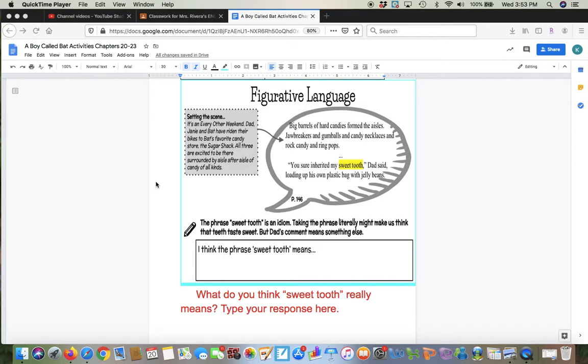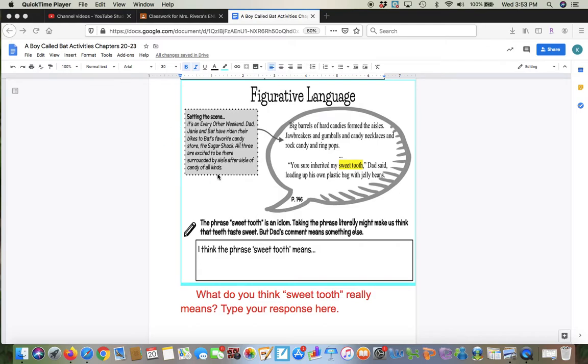So it doesn't mean what you really say. And idioms can be hard, especially when you're learning a new language like English, because they don't mean exactly what you say. So this idiom is sweet tooth, and we're going to try and figure out what that means when you have a sweet tooth. It doesn't really mean that your tooth tastes sweet. It really means something else. So it says here, setting the scene, it's an every other weekend. Dad, Janie, and Bat have ridden their bikes to Bat's favorite candy store, the Sugar Shack. All three are excited to be there, surrounded by aisle after aisle of candy of all kinds.